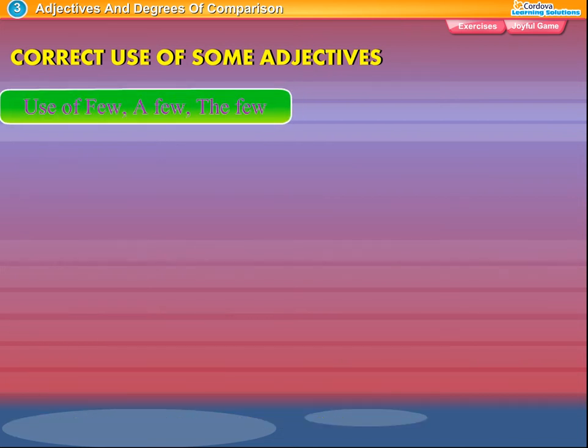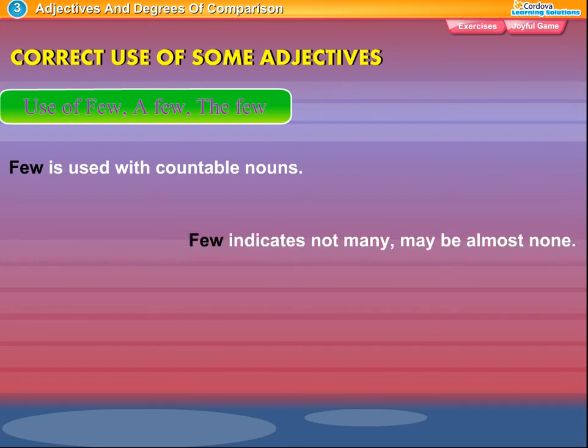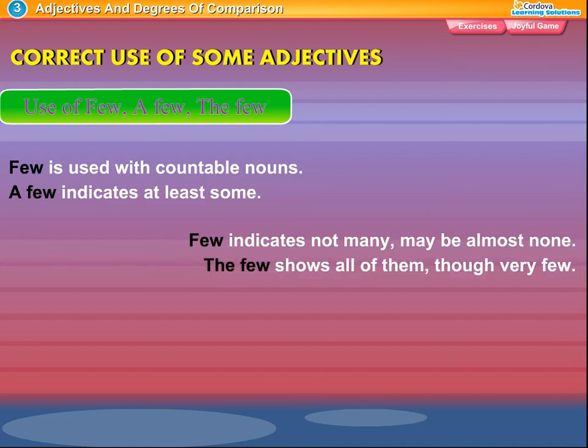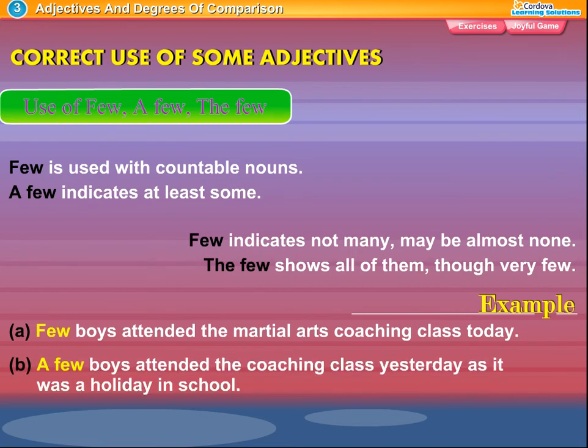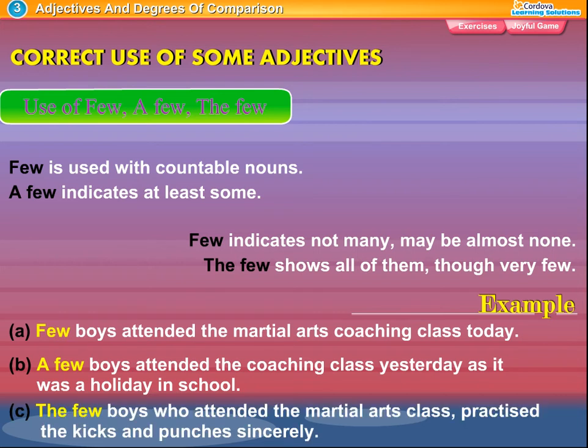Use of few, a few, the few. Few is used with countable nouns. Few indicates not many, maybe almost none. A few indicates at least some. The few shows all of them, though very few. Examples: few boys attended the martial arts coaching class today. A few boys attended the coaching class yesterday, as it was a holiday in school. The few boys who attended the martial arts class practiced the kicks and punches sincerely.